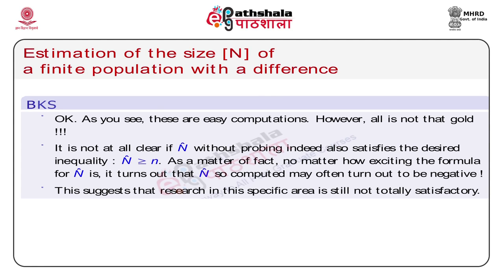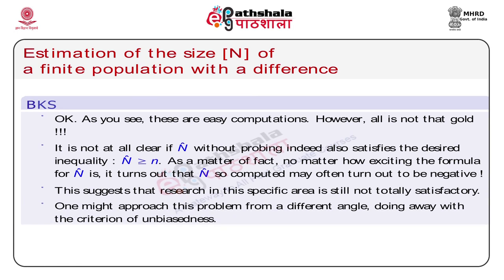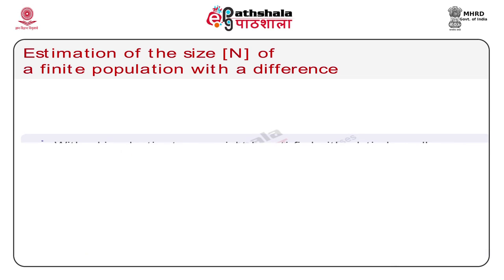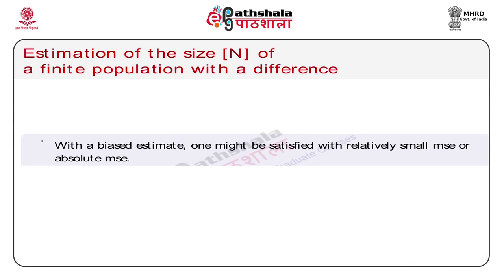Maybe we should do away with unbiasedness and think of some reasonable estimator, which will at least ensure that capital N hat is greater than or equal to small n for every conceivable sample and sampling procedure. At least that is the minimum that we expect. And then it should have reasonable property in terms of mean squared error rather than variance. It could be a biased estimate, but one might be satisfied with relatively small mean squared error or absolute mean squared error.